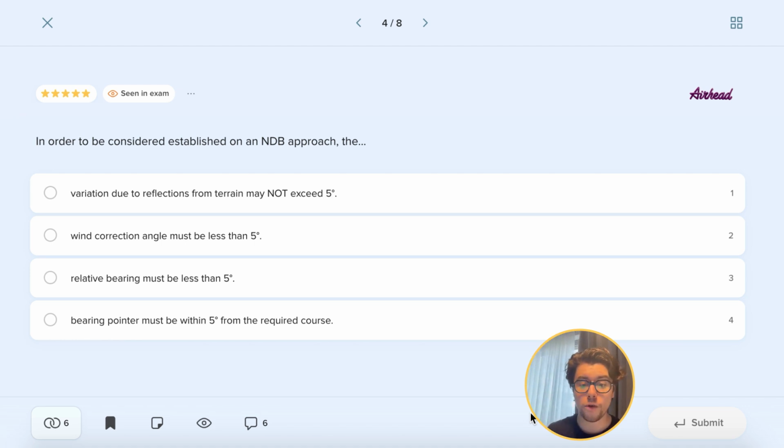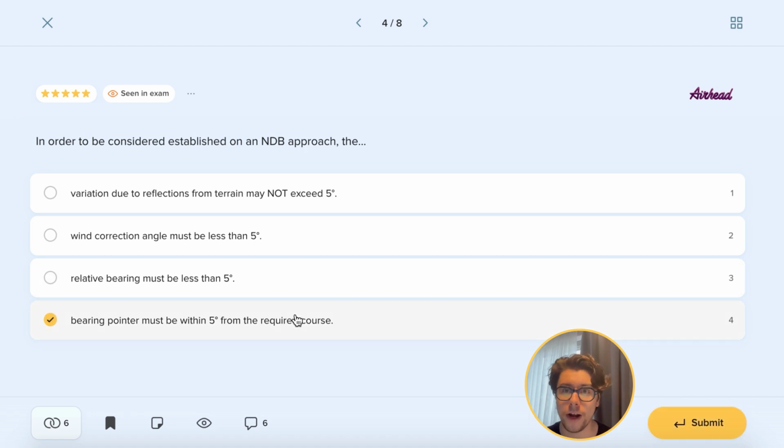So now, going into question number 4, again a very practical and useful question. In order to be considered established on an NDB approach, the deflection or correction of the bearing must be less than what? This is a very practical and relevant question when it comes to instrument rating theory and the practical side of your instrument rating. To be considered on an NDB approach, the bearing pointer must be within 5 degrees from the required course, and this will be the correct answer.